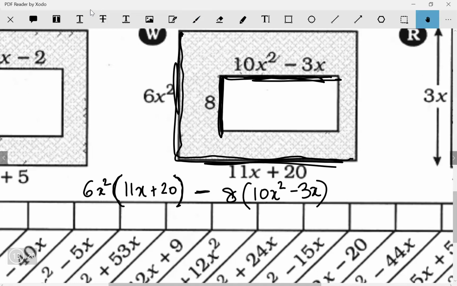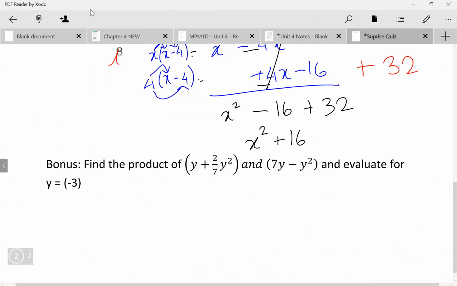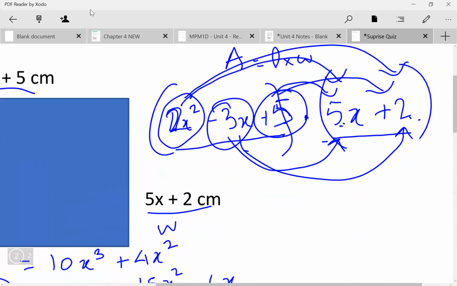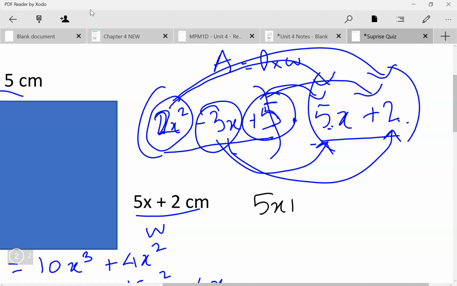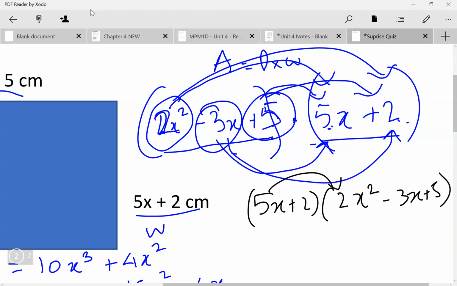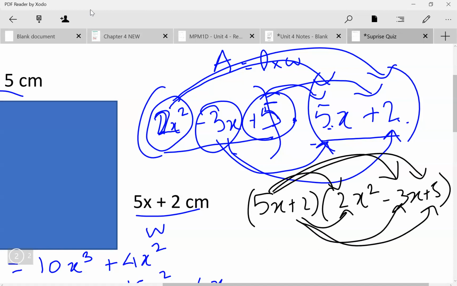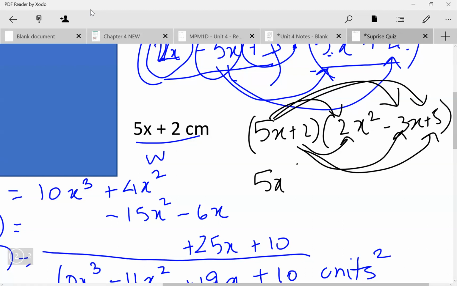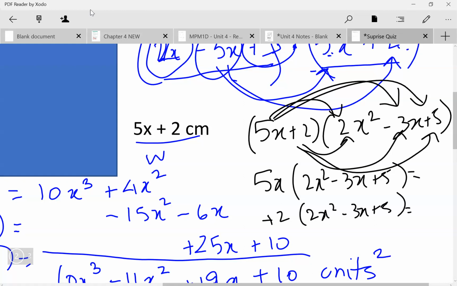Before I go any further, I know some of you were asking, if we go back to our surprise quiz, that this question could technically be done the other way. It doesn't matter which order you multiply these things. If you want to put 5x plus 2 first, and then do this multiplication, that works as well. You will get the same answer if you did 5x and then 2x squared minus 3x plus 5, and here if we did plus 2, 2x squared minus 3x plus 5. If you did all of these and added them together, you would get the same answer.